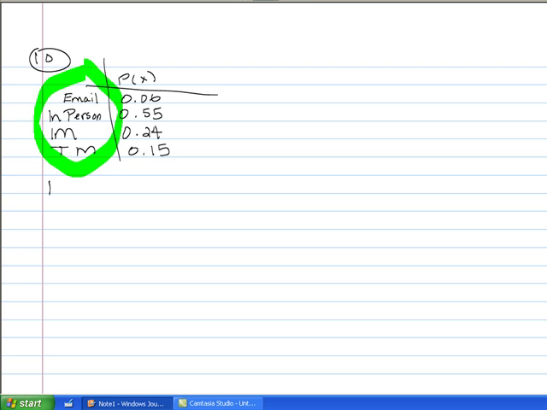There would be no way we could multiply email times 0.06 and come up with a value, or in person times 0.55. So actually we can stop at that point. We don't even need to add up the probability. So we want our x to be numerical values for the random variable. So in this case we don't have numerical values for the random variable, so we're done with that table. That's the nice thing about the ones that don't meet the property.